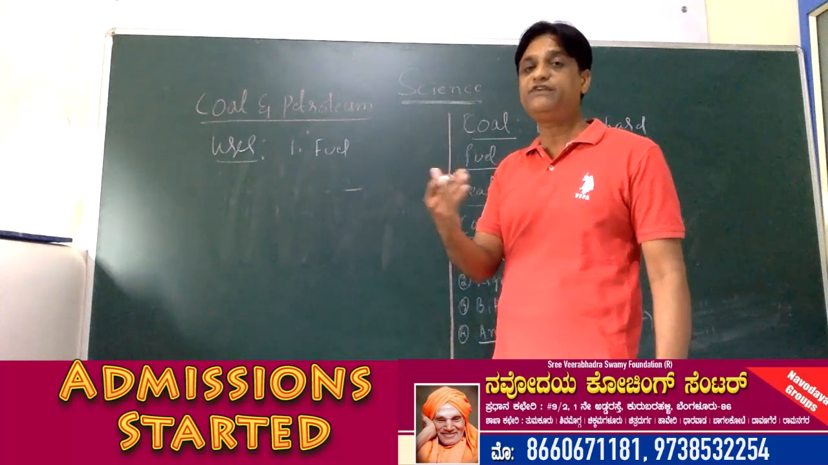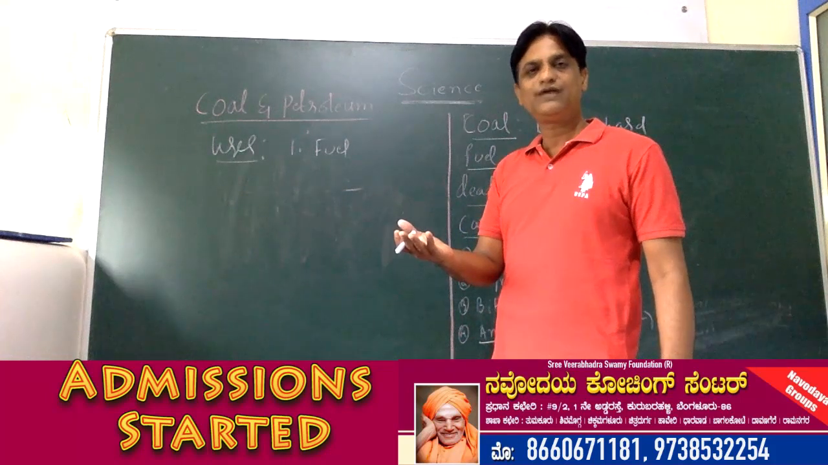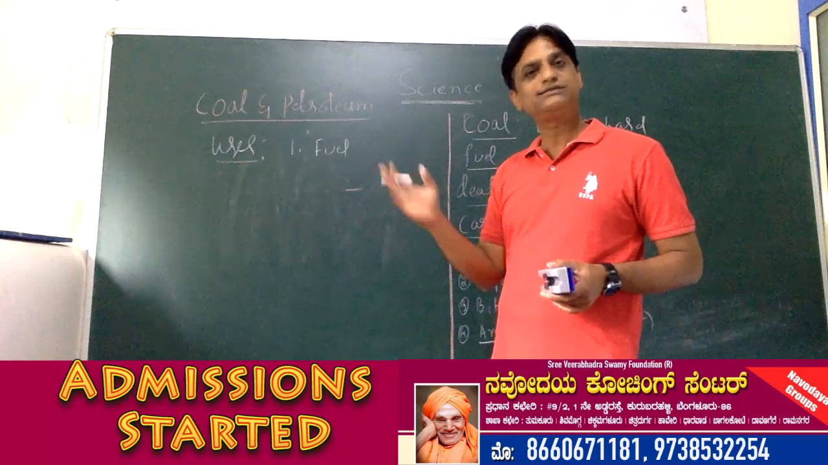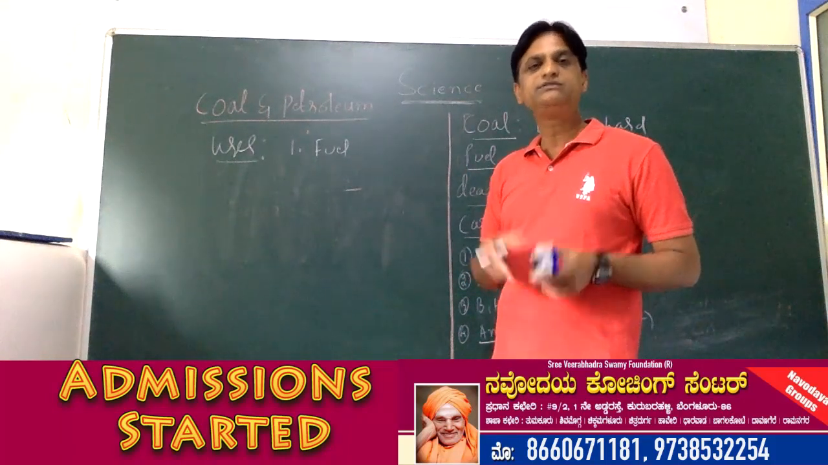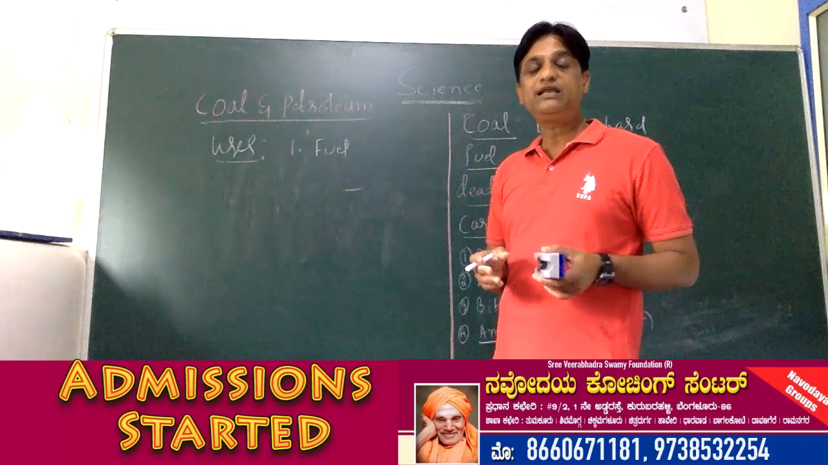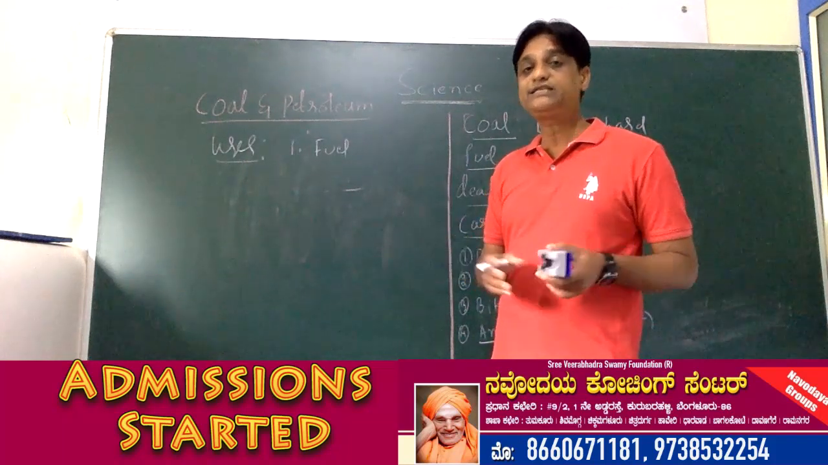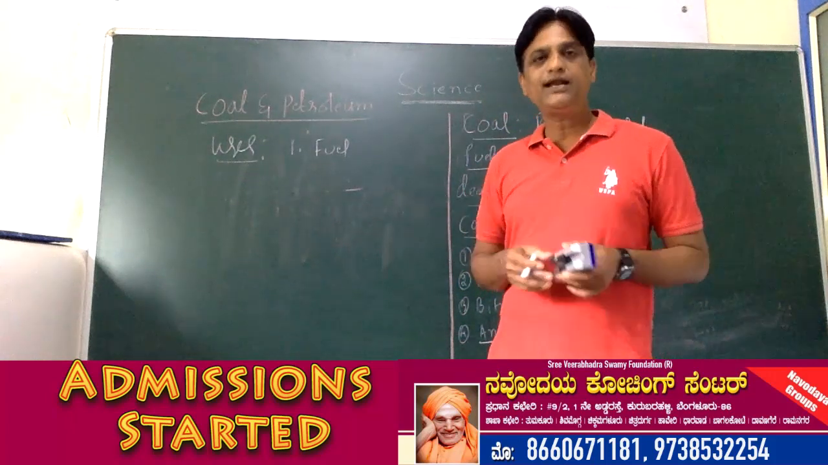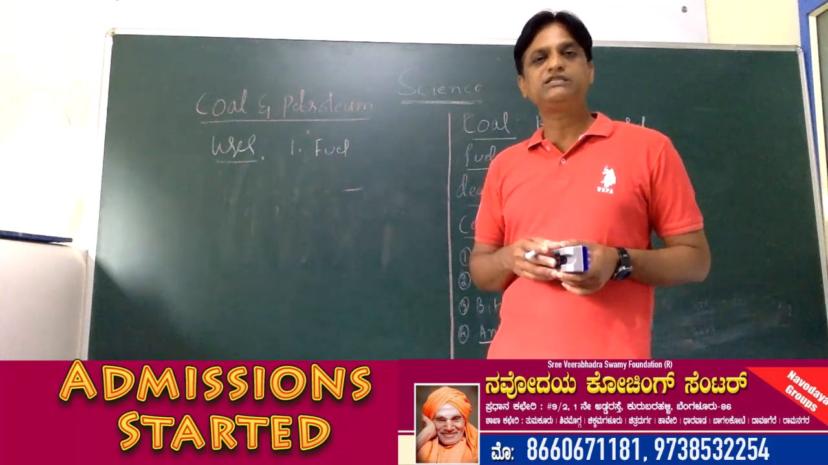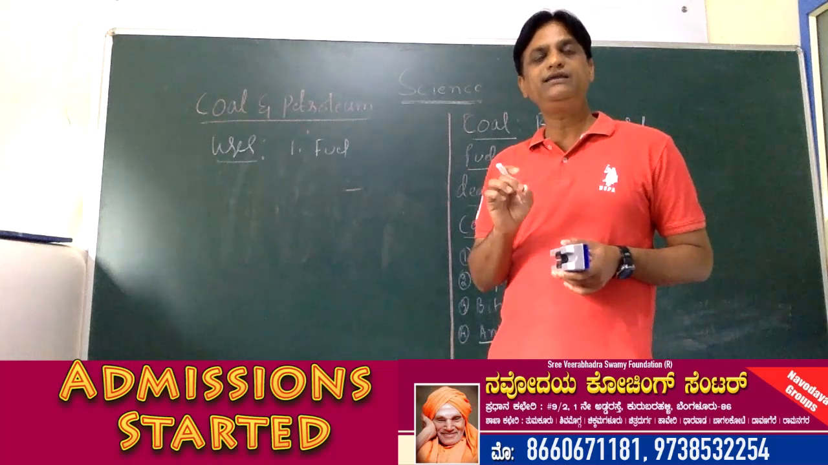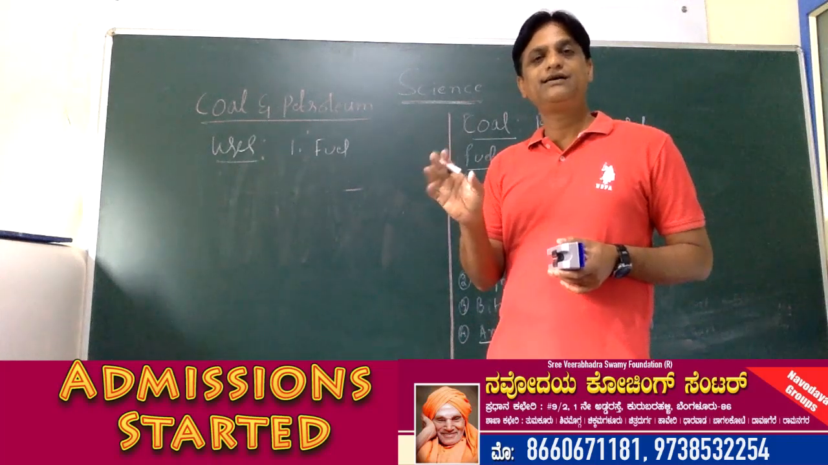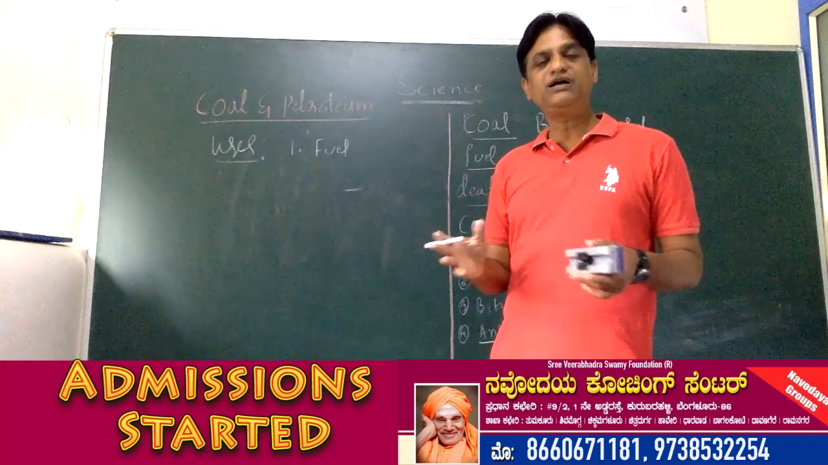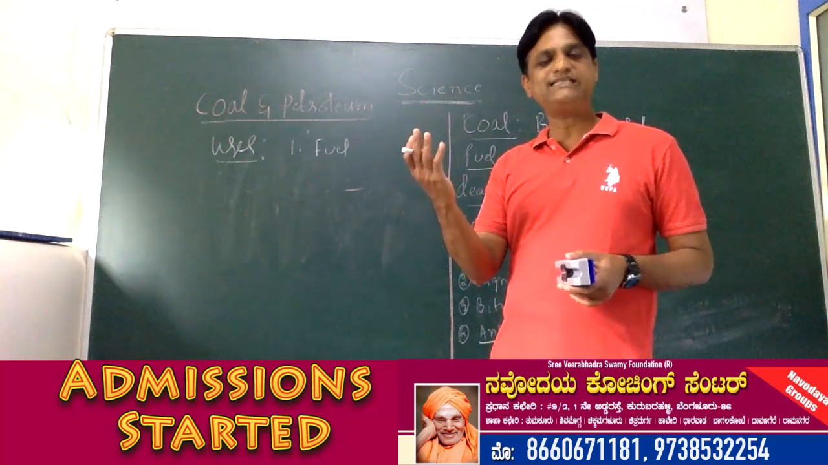Similarly, it is used as a fuel in industries. In industries, to prepare a number of required materials, coal is one of the important fuels that is required. Similarly, it is used for generating electricity. I think you might have heard about thermal power stations. In Karnataka, there is one thermal power station which is known as RTPC, Raichur Thermal Power Corporation. There coal is burnt to produce electricity.